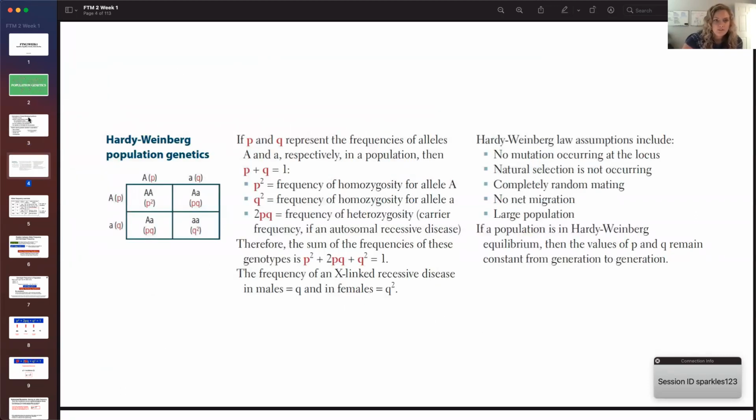This is a screenshot from First Aid. We love First Aid. It's great. So this is just reiterating the stuff that Dr. Sobering gave you. This is just saying, your P and your Q, they're the alleles. P is going to be the normal allele, and your Q is going to be the disease-causing allele. So we can actually skip past this one, but that's good for y'all to review.